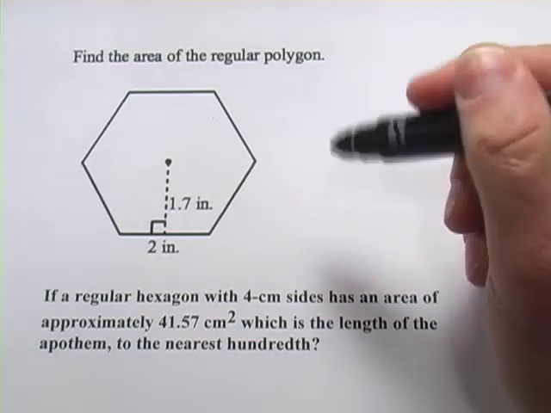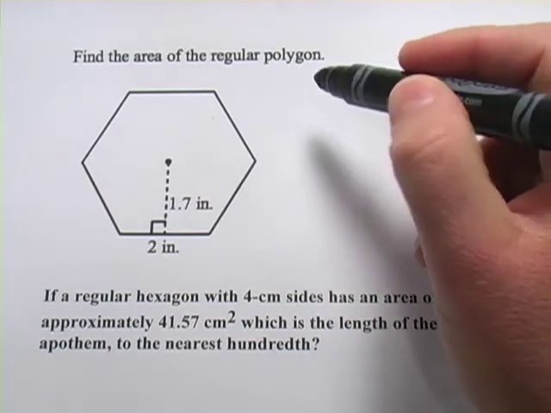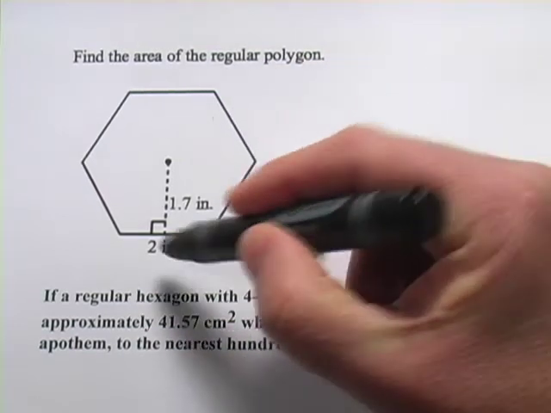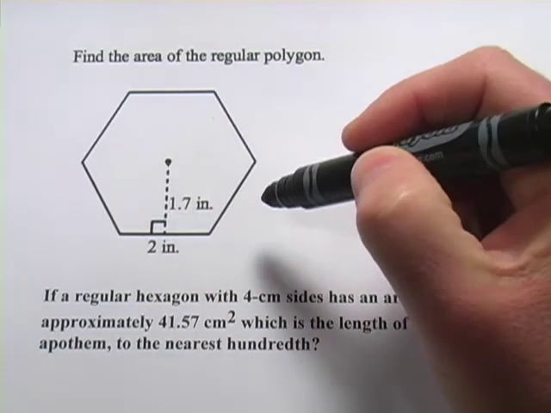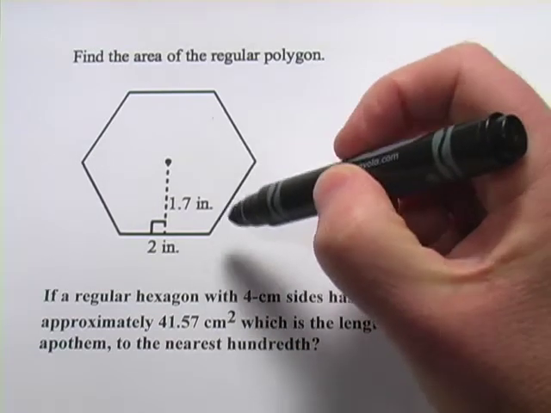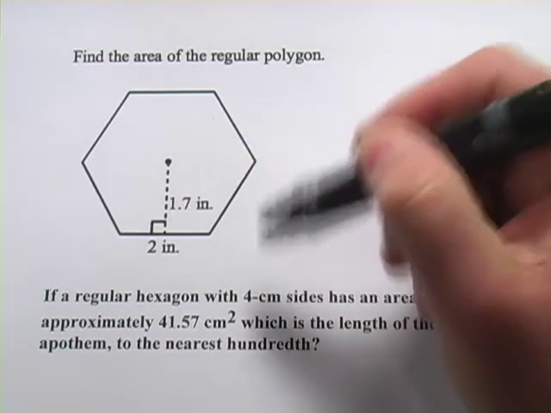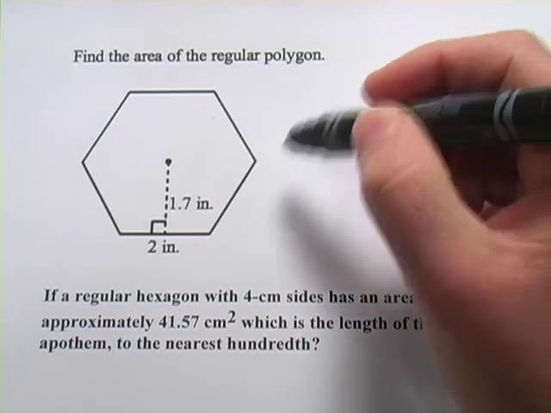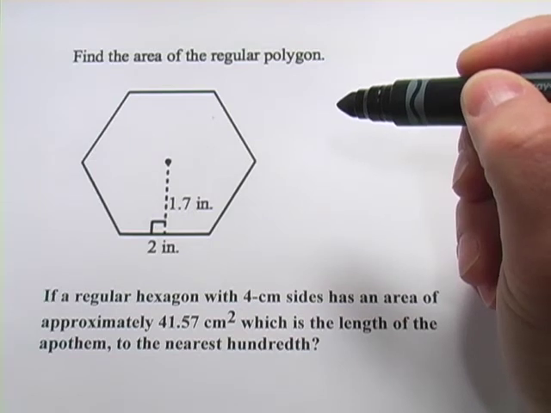In these problems, we're being asked to find the areas of regular polygons. And remember, a regular polygon is one in which all the sides have the same lengths, all the angles are the same. So we're talking about squares and regular hexagons and pentagons, and actually any number of sides you want, as long as all the sides are the same. This formula is going to work.